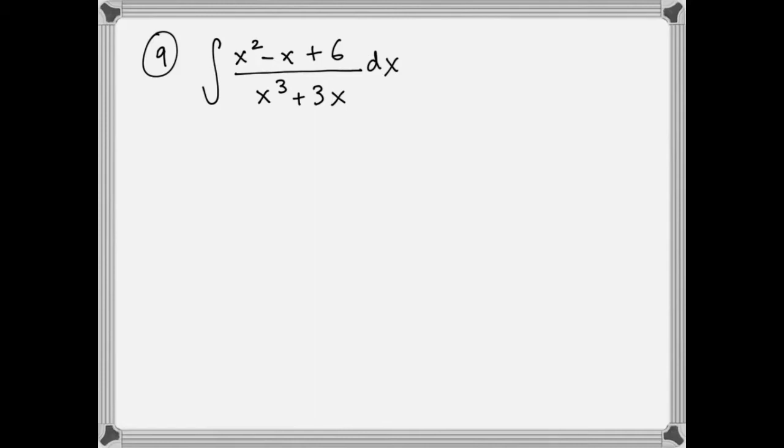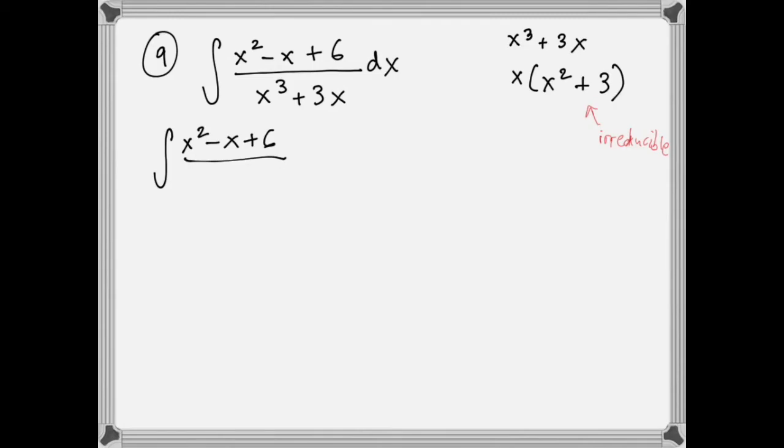So what does x cubed plus 3x become? All we can really do is pull out an x, right? We have x times x squared plus 3, and we cannot go any further than that. This guy is irreducible. Again, you can never factor a sum of 2 squares. We can only factor a difference of squares. Okay, so let's write that down here. What we're actually integrating then is x squared minus x plus 6 over x times x squared plus 3.